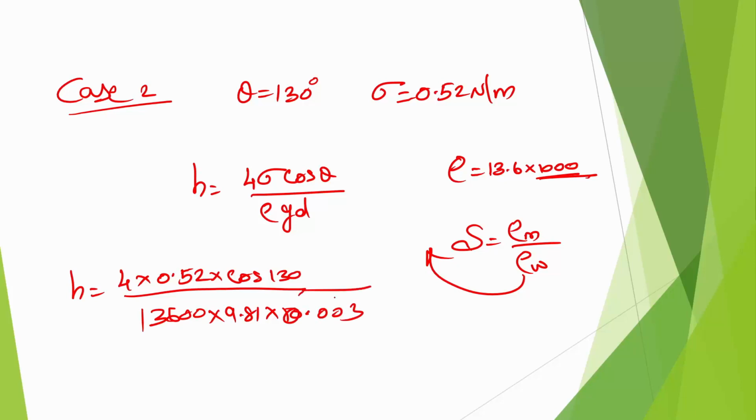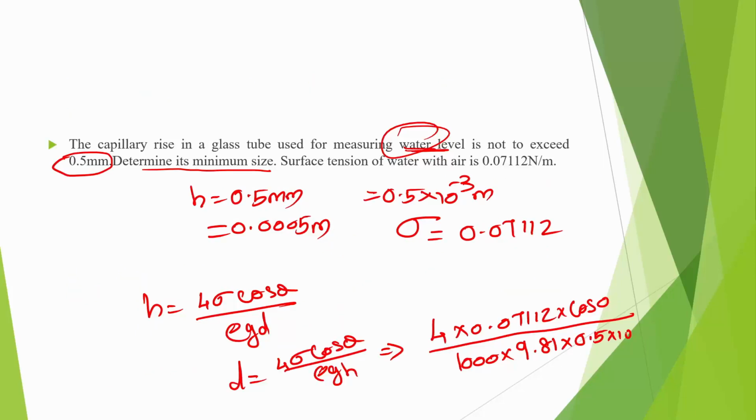0.003. So once you solve this, you will end up with cos 130. Cos 130 is in the second quadrant, which is actually negative. So you'll have negative 10 power minus 3. Technically, we can cancel these two.